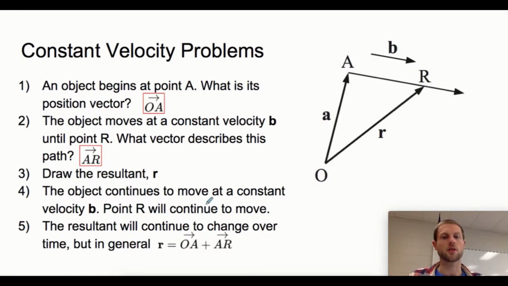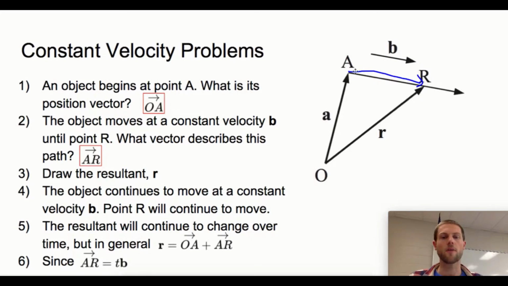The resultant is going to continue to change, as I said, but in general, if I wanted to find this resultant vector, it's going to be whatever OA is plus whatever AR is. And this R is going to continue to move as time goes on. Now here's the kicker. AR is equal to t times vector b. I want to let that sink in.